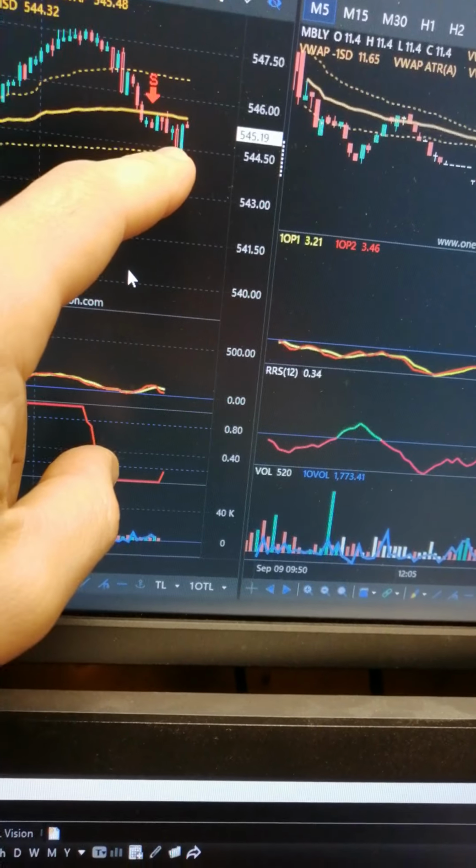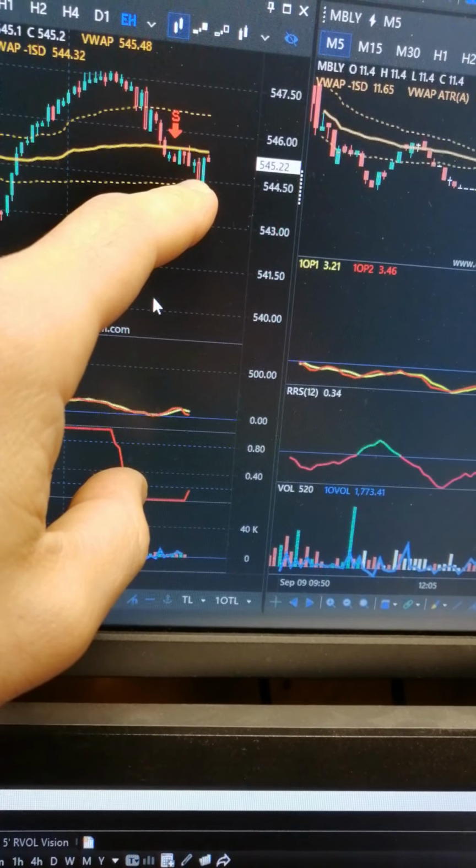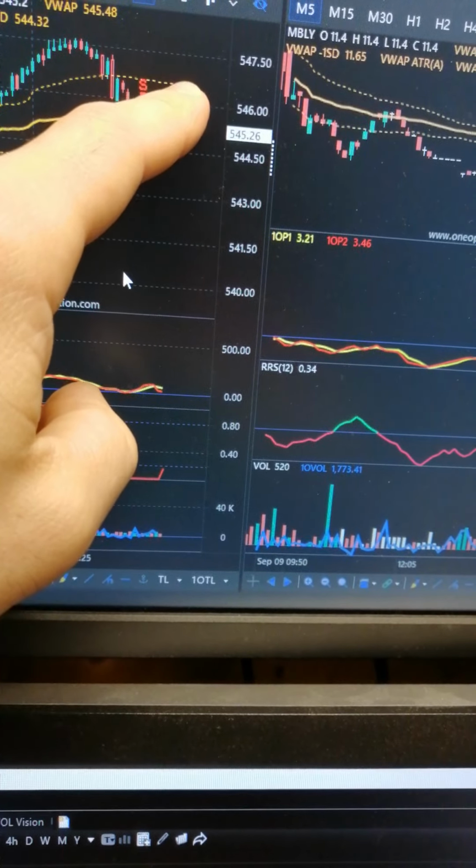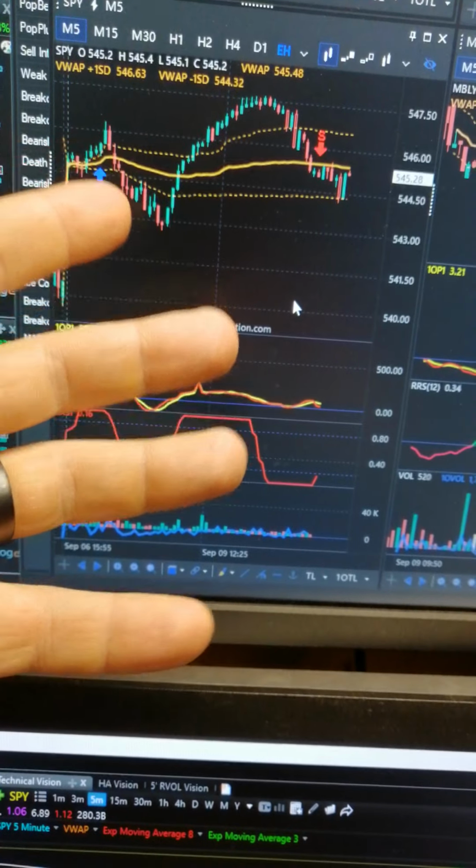Now we went all the way through VWAP. So if we want to continue up higher, we need to bounce off VWAP. Then we need to bounce off one standard deviation. But time's running out in the day.